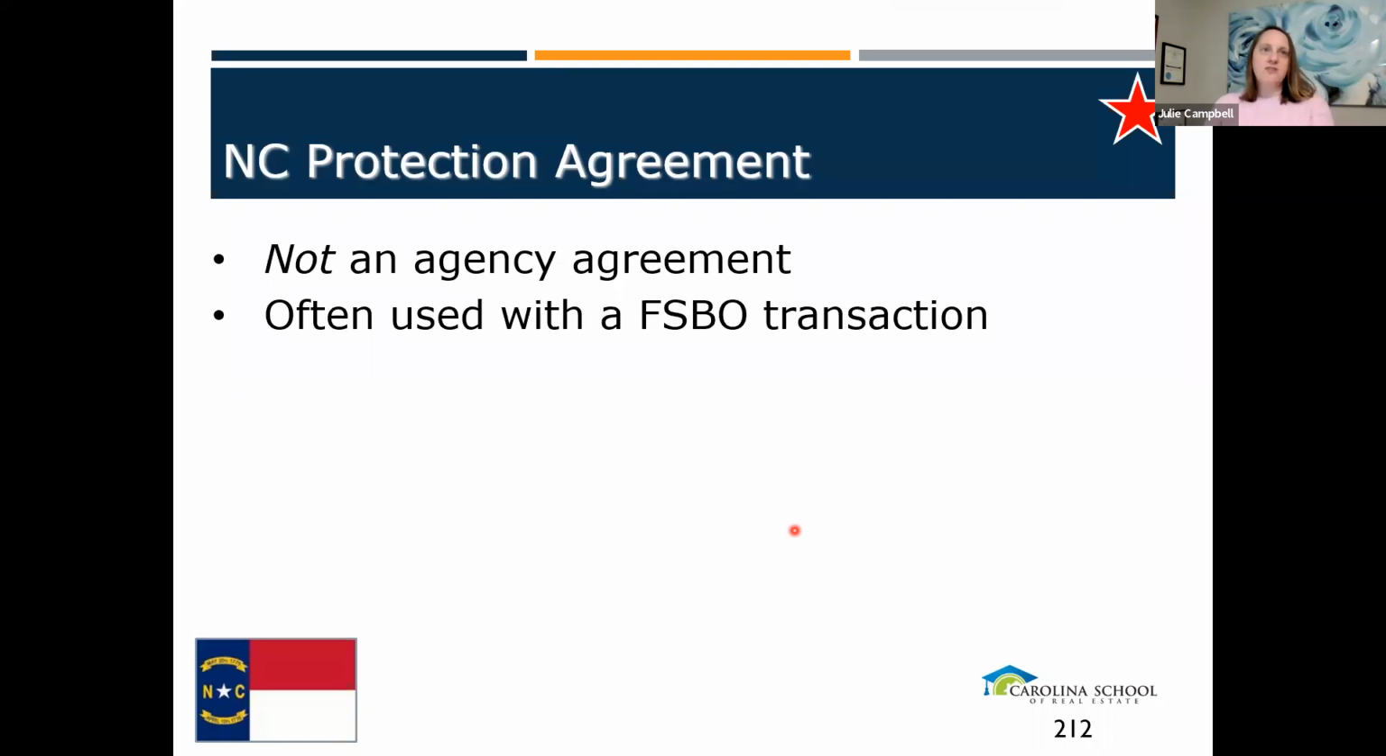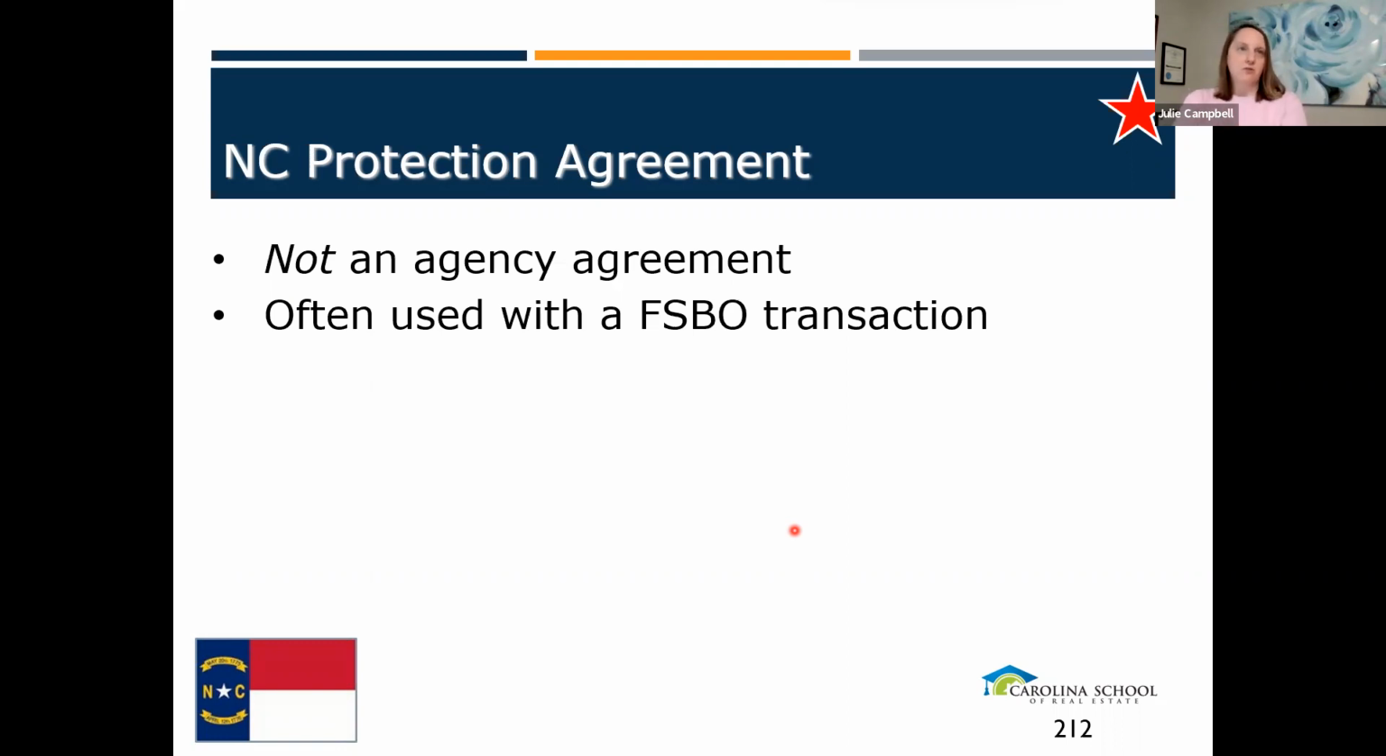No, they're unrepresented. They're going at it on their own, right? We always ask. If they say, yeah, I'm going to pay you, absolutely, no problem, my question to you is, are you going to take them at their word? Are you going to believe them? Please shake your head no. Absolutely not. How are you going to protect your commission?